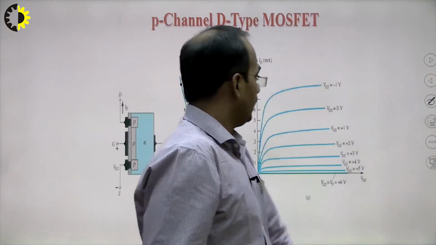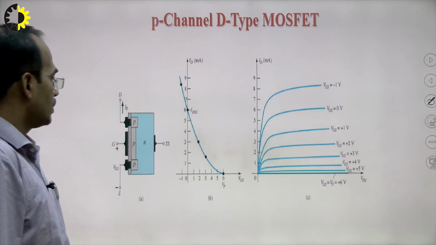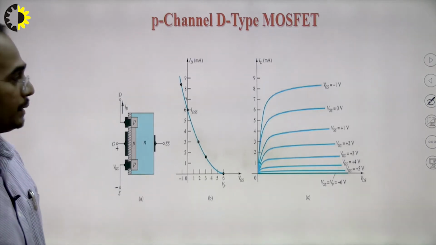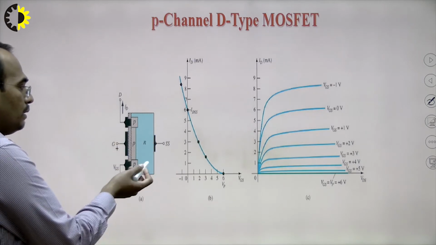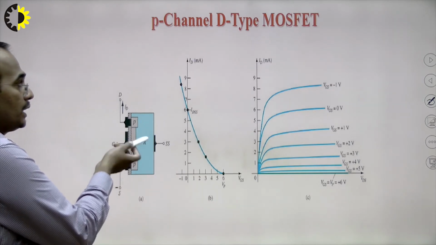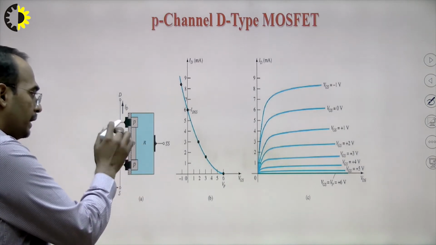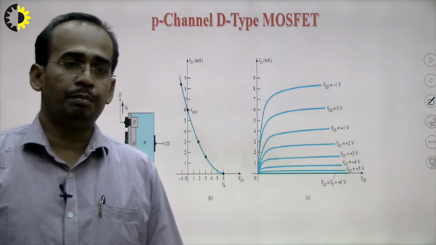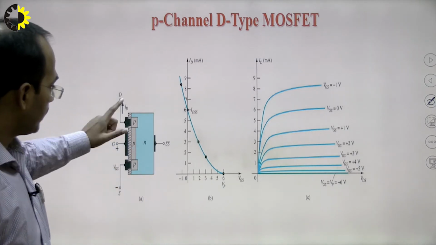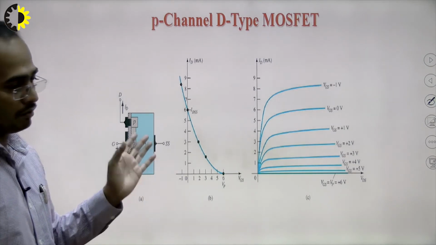Now, come to the symbol. This is the P channel depletion type MOSFET. In case of N channel depletion type MOSFET, we have taken the P type bar. So, to construct the P channel depletion type MOSFET, I will take the N type bar and create highly doped P type wells, and I will connect these wells through the P channel, and the rest of the working will be the same.